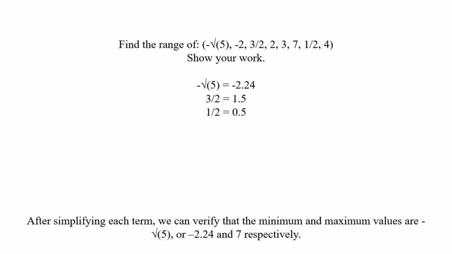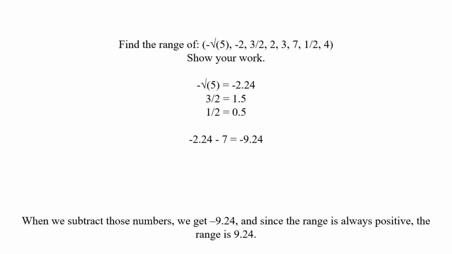After simplifying each term, we can verify that the minimum and maximum values are the negative square root of 5, or negative 2.24, and 7 respectively. When we subtract those numbers, we get negative 9.24, and since the range is always positive, the range is 9.24.